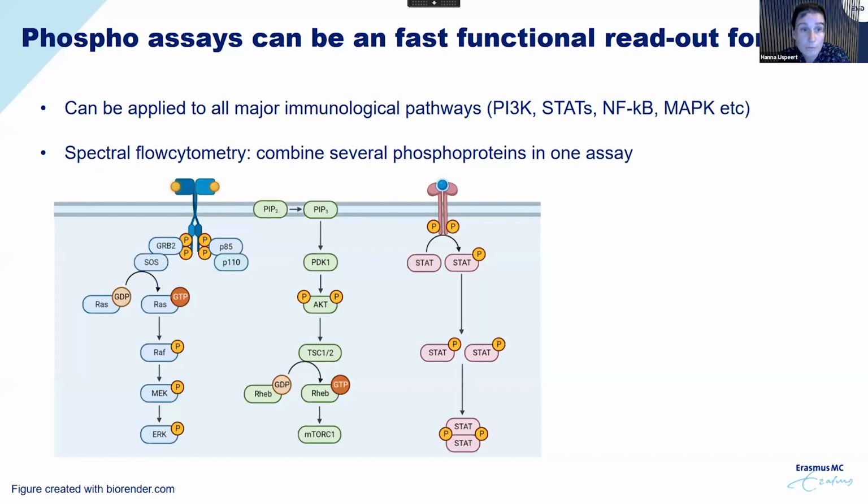And I think also with the new developments of spectral flow cytometry, we are also able to combine several phosphoproteins in one assay, because the expression of these phosphoproteins is usually quite dim. So with normal flow cytometry, you want to choose a bright signal, but with spectral flow cytometry, we can combine multiple dim proteins in the same assay. So that's the positive side.